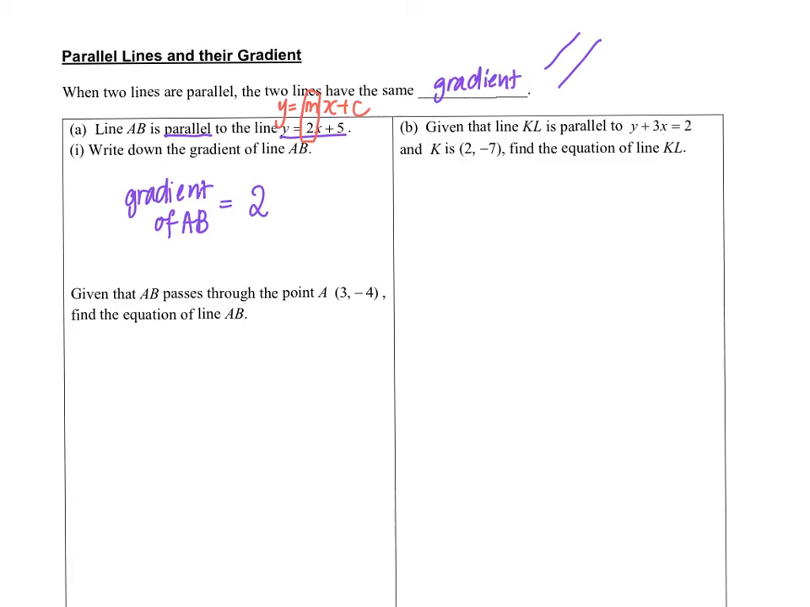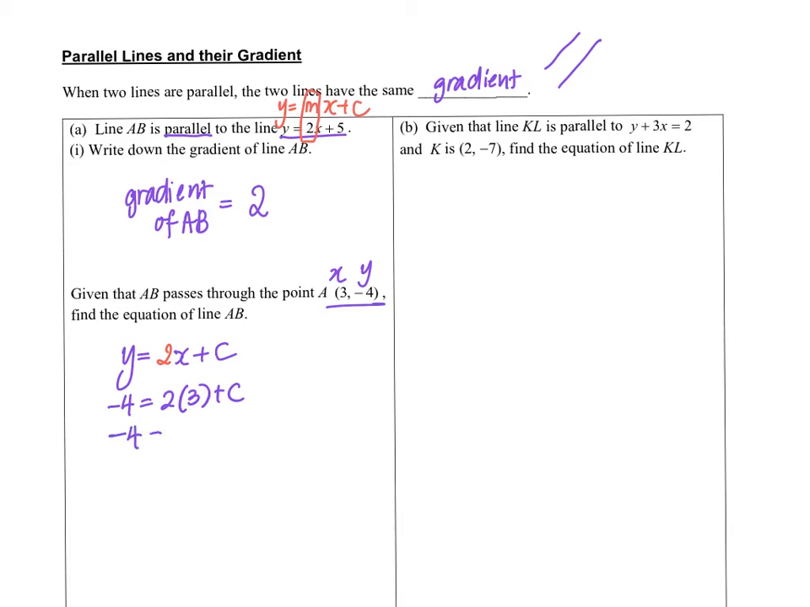Now we know that the gradient of AB is 2. They tell us in the second part that AB passes through the point A, which is this. So how do I find the equation of this straight line? y equals mx plus c. The m is the gradient, 2x plus c. So now how to find the y-intercept? I know x equals 3, y equals -4, as AB passes through the point A. So y is -4, 2 times 3 plus c.